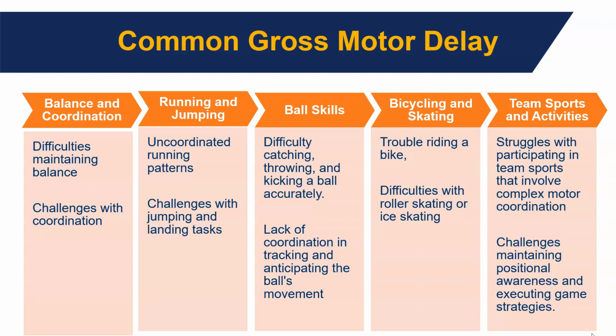They may also have difficulties with roller skating or ice skating, characterized by unsteady movements and difficulty maintaining balance. And lastly, team sports. Children with DCD really struggle with participating in team sports that involve complex motor coordination. Challenges with coordinating movements with teammates, maintaining positional awareness, and executing game strategies are all common gross motor delays in children with DCD. Challenges with jumping and landing tasks leading to decreased efficiency and coordination.